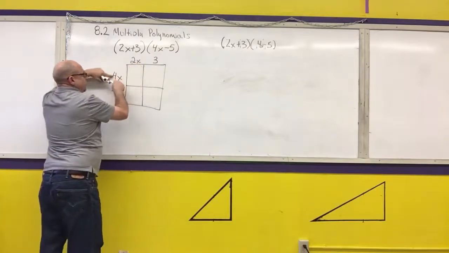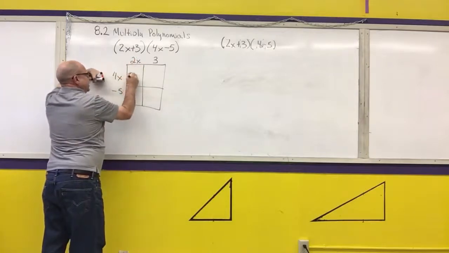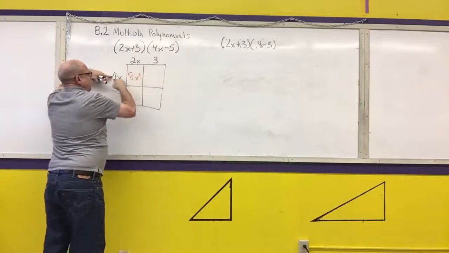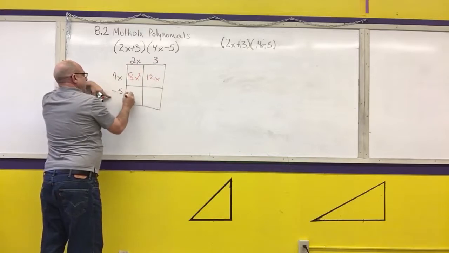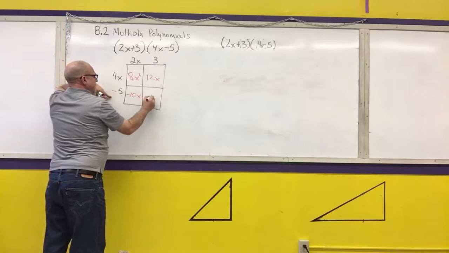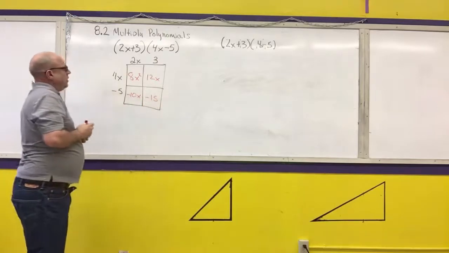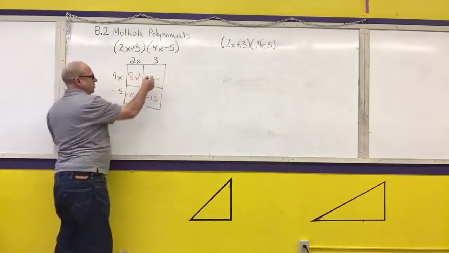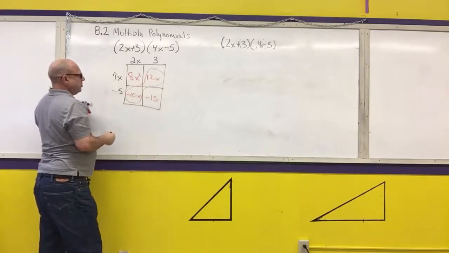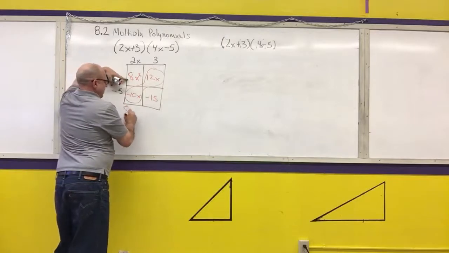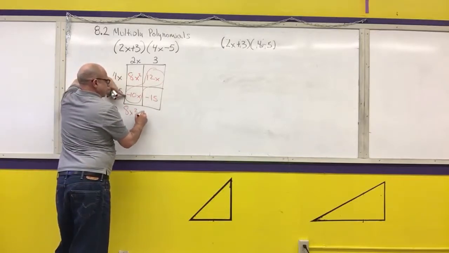So 2x times 4x is 2 times 4 is 8. X times x is x squared. 3 times 4 is 12x. 2 times negative 5 is negative 10x. And 3 times negative 5 is negative 15. And now we combine like terms. Notice that both of these terms have x's in them. 12 minus 10 is 2. So I copy 8x squared plus 2x minus 15.